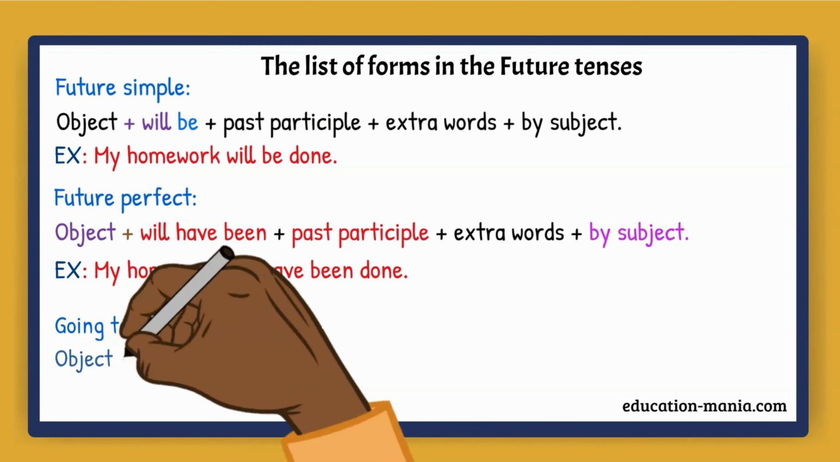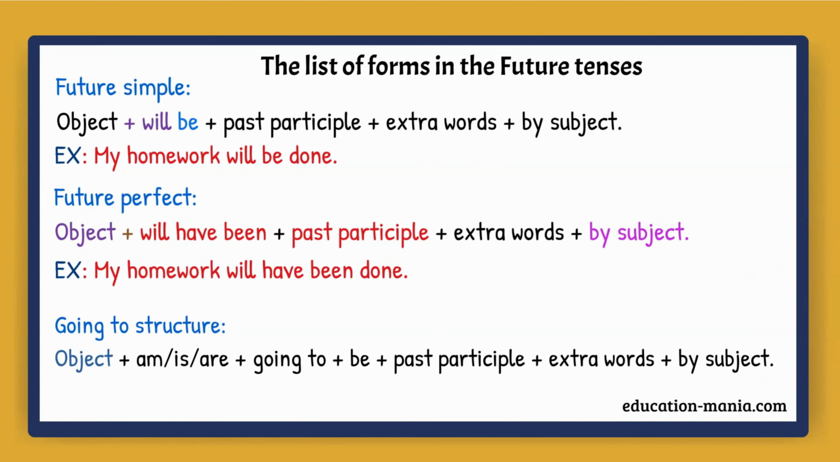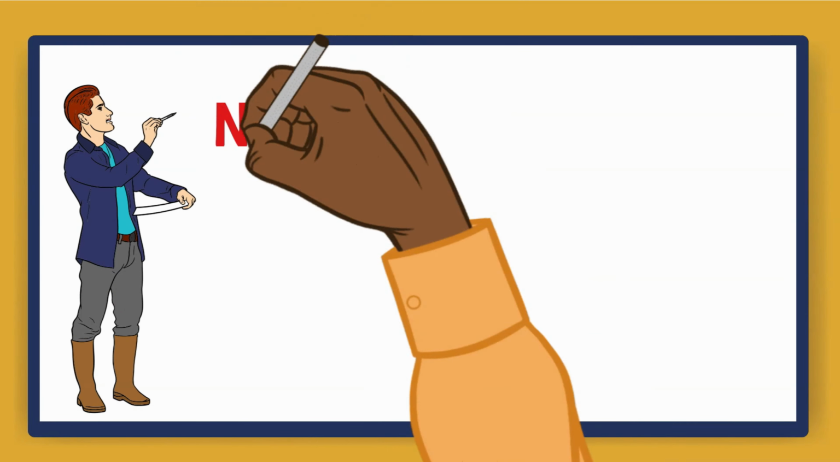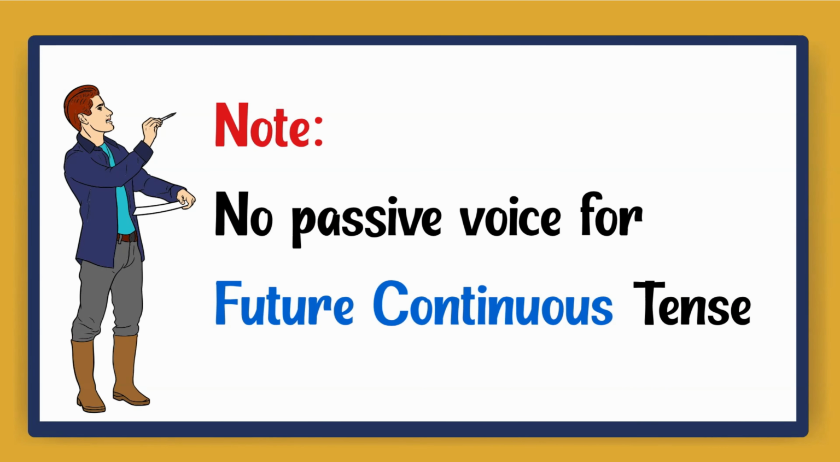In the going to structure: object plus am, is, are, plus going to, plus be, plus past participle, plus extra words, plus by subject. My homework is going to be done. Note: no passive voice for future continuous tense.